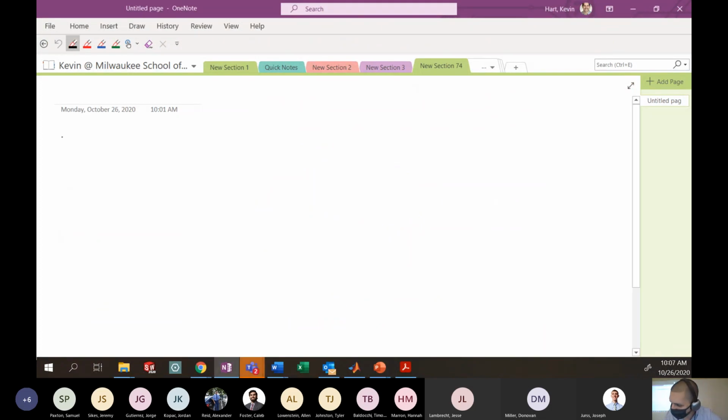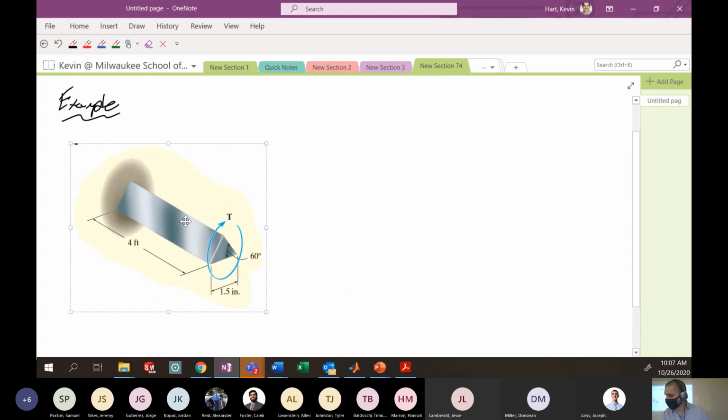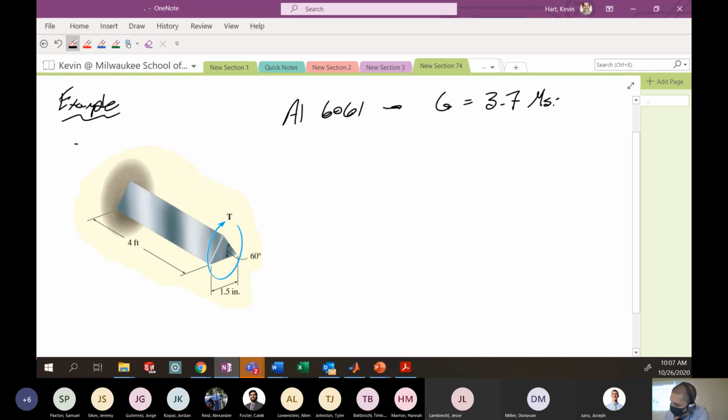All right, so here we go with an example problem. Here we have this triangular shaft. We're given dimensions of the shaft, 4 feet long, not 4 inches long. Equilateral triangle, some torque. We're told that it's made of aluminum 6061 with the shear modulus, which is 3.7 MSI. We're told that the maximum shear stress that this particular piece can withstand is 8 KSI. And the maximum angle of twist that we can handle, we'll call this phi max, is 0.02 radians.